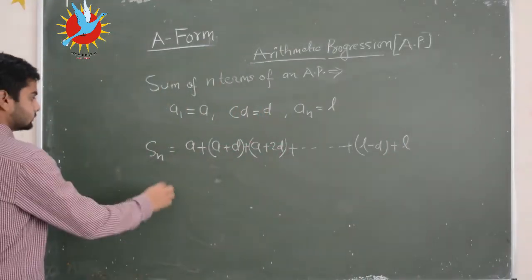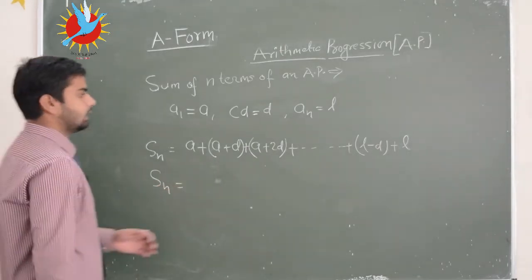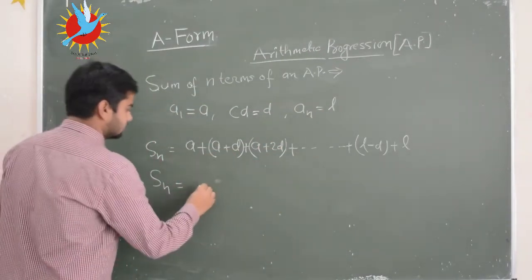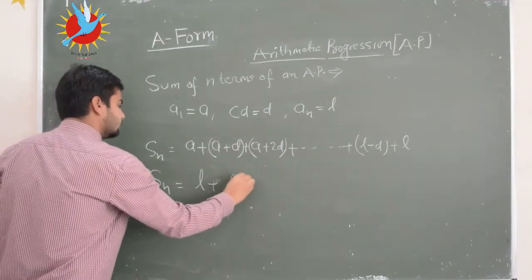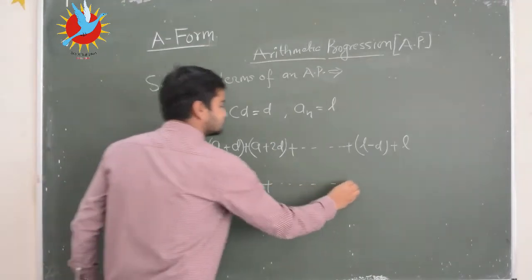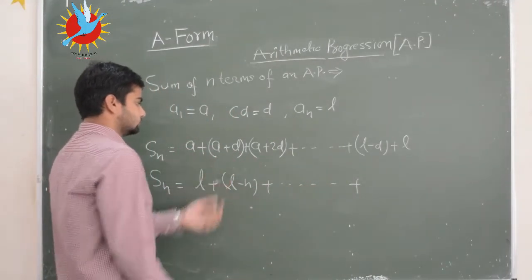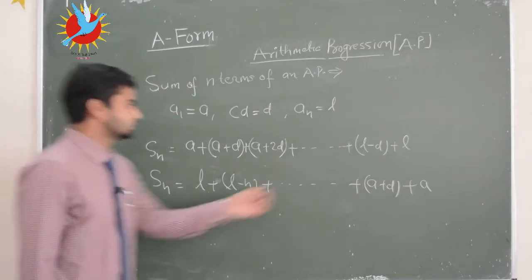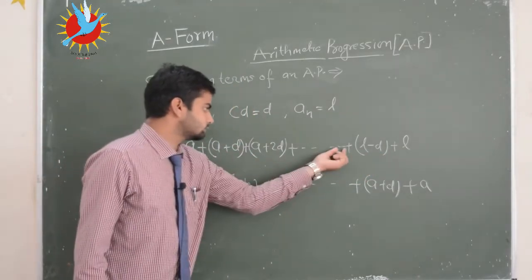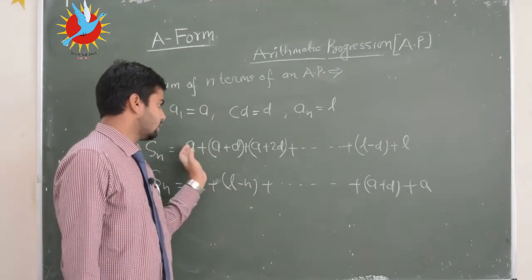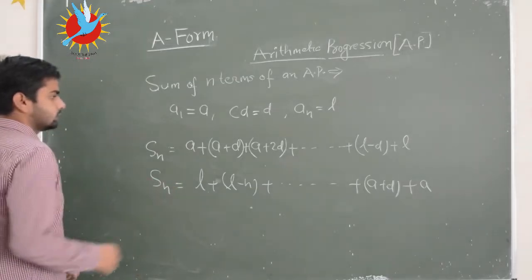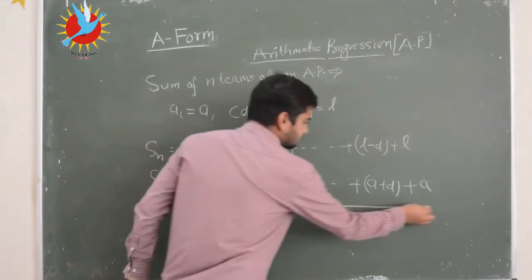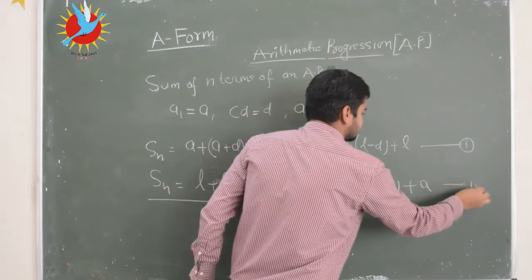Now the sum will remain Sn if we rearrange this sequence and write the nth term first, then the (n minus 1)th term, then all the other terms, and at last we write these terms A plus D and A. I have just written this term here and this term here, and the terms preceding them next, so the whole sequence is written in opposite order. Suppose this is equation 1 and this is equation 2.